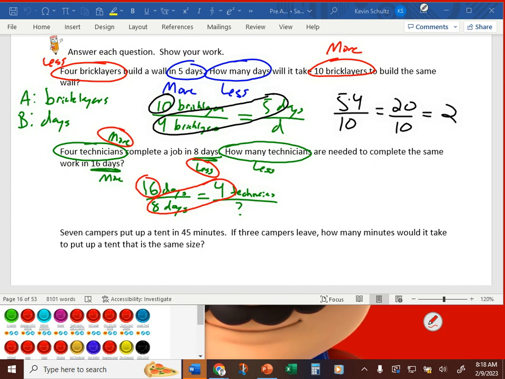All right. What do we get? Well, you get 2. 8 times 4 is 32. Divide that by 16. 32 divided by 16 is 2. Okay? Questions on that? Yes, sir.